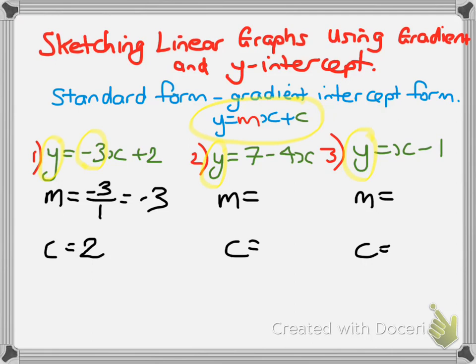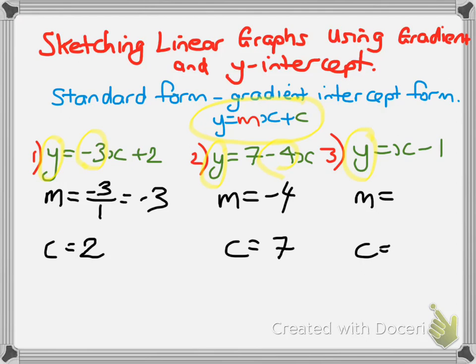Look at number 2. y equals 7 subtract 4x. Now the gradient again is the coefficient of the x. So you can see in this term here, the coefficient of the x is negative 4, and if I wanted to write it as a fraction, negative 4 on 1. My y-intercept is the other number, and in this instance, it's the number 7 or positive 7.